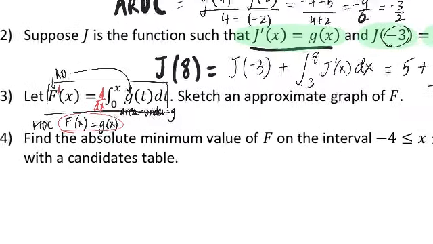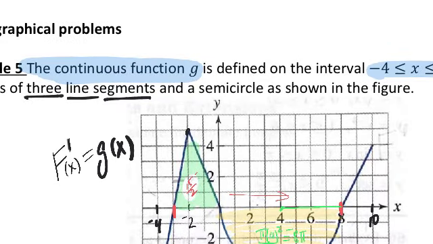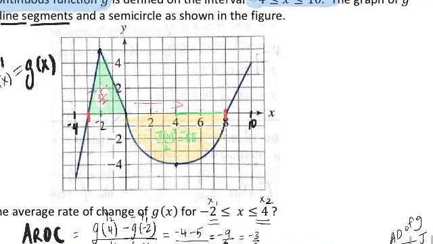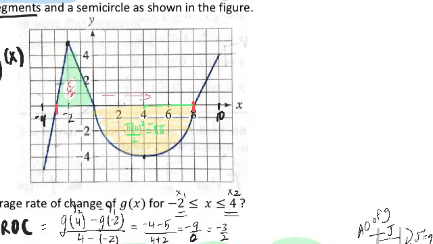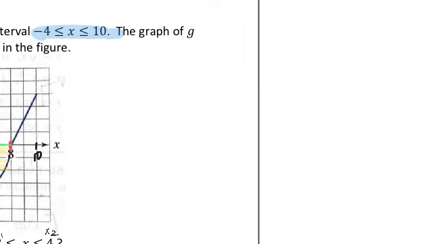Well, first they want us to sketch a graph of F, right? So this is big F prime, and I'm sketching a graph of big F. So we're doing exactly the same thing we did in the fall, okay? And let's just review how to do that. So in the fall, we said things like, let me just jog your memory. We said, for example, that when big F prime is positive, then big F is increasing, right?